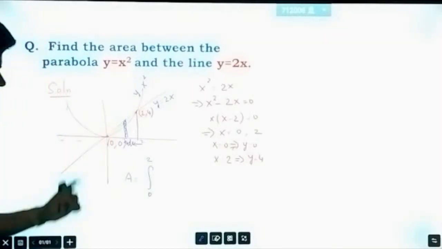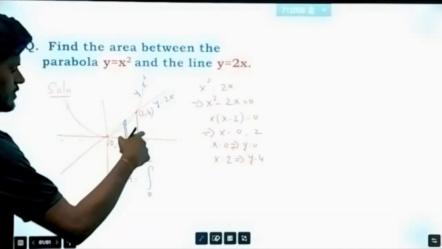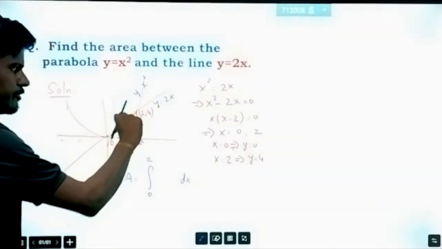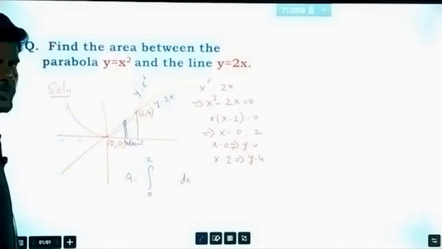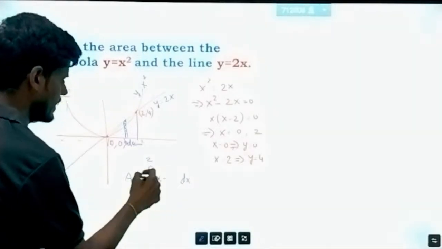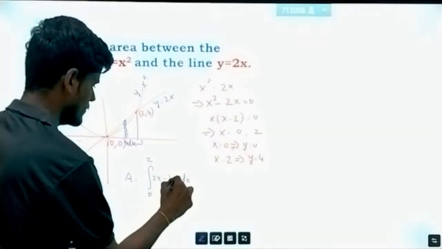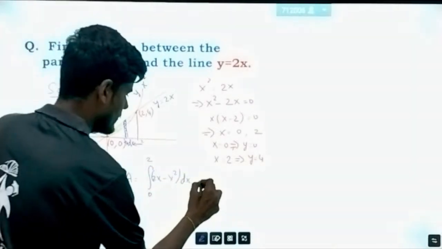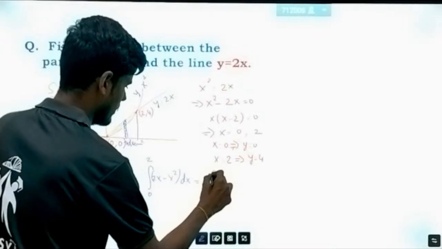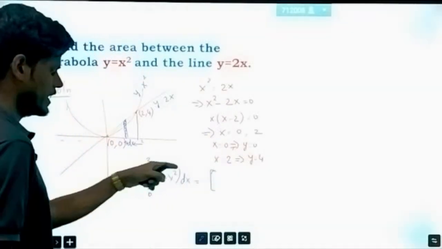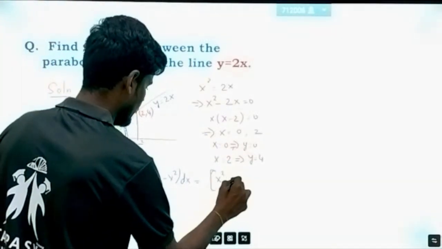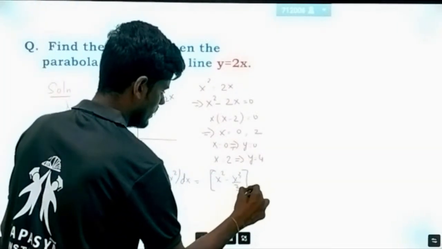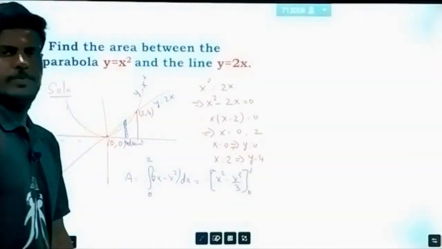Between 0 to 2, we have strip is dx, we have to write y. And y value will be the difference of these two curves. What is the higher curve? 2x. So 2x minus lower curve is x square, 2x minus x square dx. That is it. So area is integral of, first we will integrate this. 2x integral is x square minus x square integral will be x cube by 3. Limit is between 0 to 2.